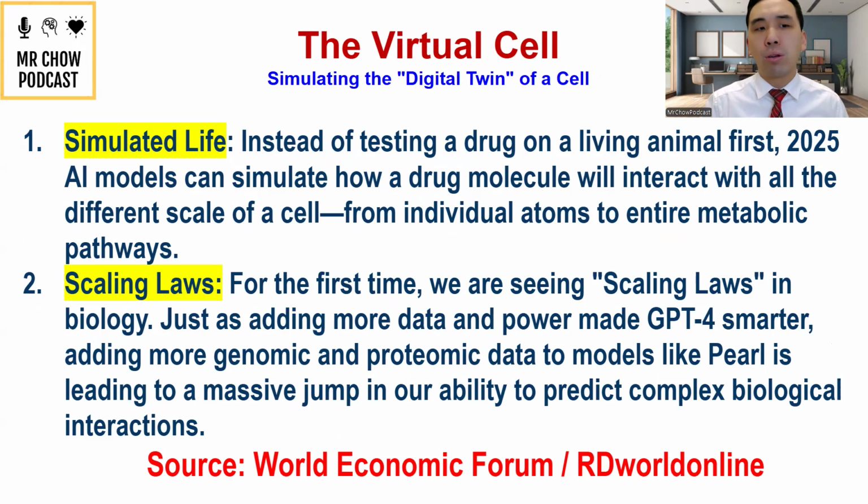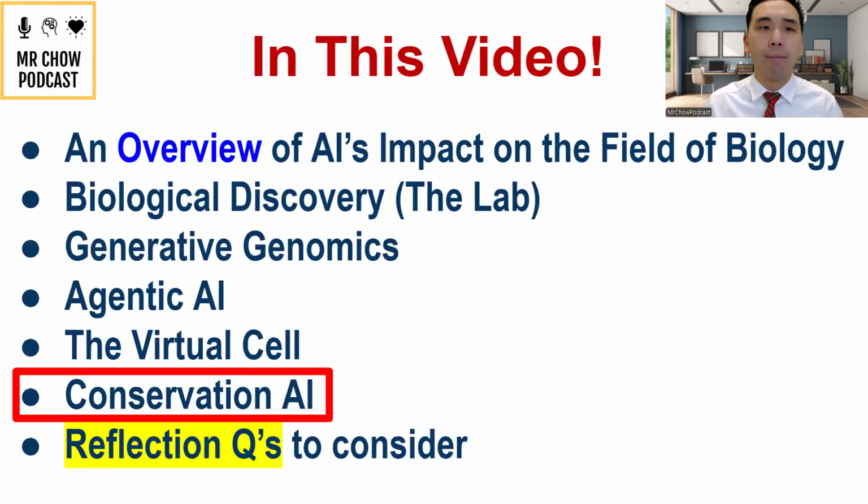There's something I researched called scaling laws. For the first time, we're seeing scaling laws, just by adding more power and data, that made ChatGPT smarter, by adding more genomic and proteomic data and models. So once again, incorporating AI when it comes to studying the cell, this digital twin of a cell.